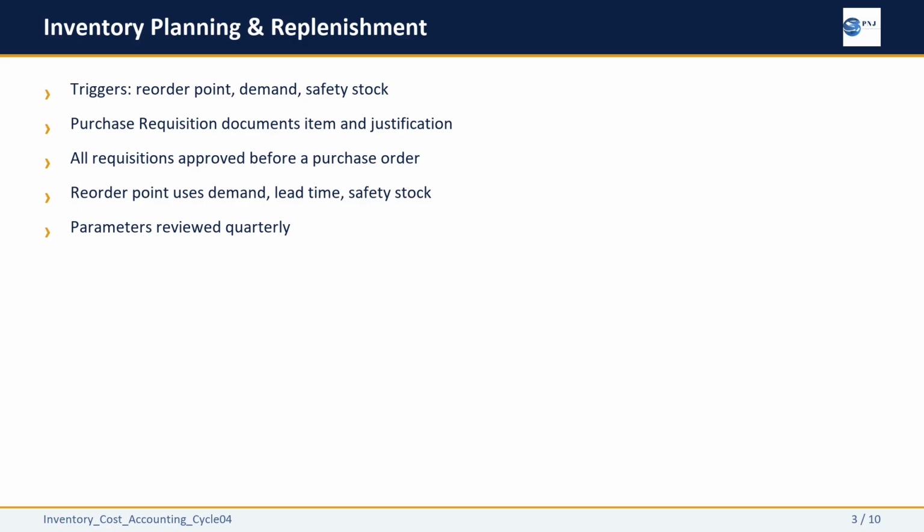For manufacturers, the planning system calculates the reorder point from average daily demand times lead time, plus safety stock. Those parameters are reviewed quarterly so they reflect reality. Once the need is authorized, you choose who fills it.